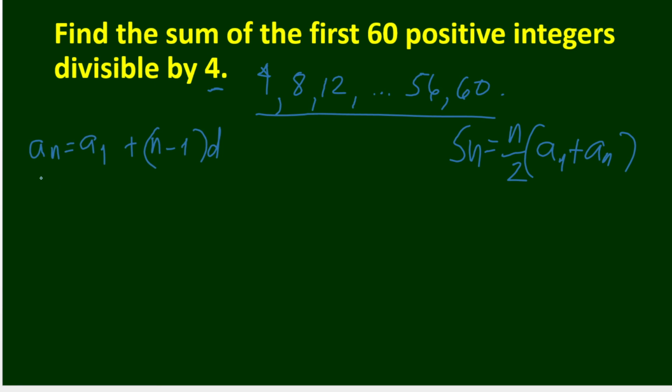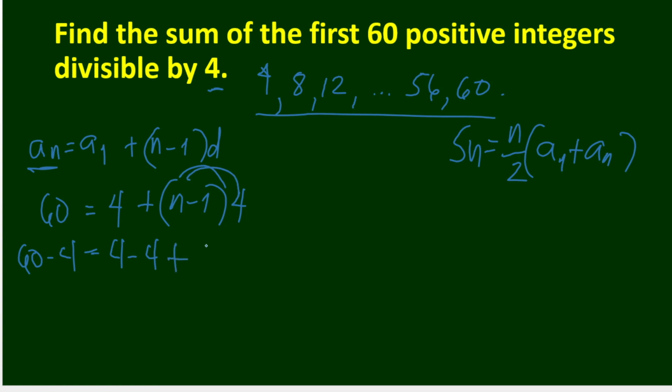So, we have here, we have 60 as our a sub n. Yung 60 yung dulo is equal to a sub 1 is 4 plus n minus 1. Hindi natin alam yung n, yun yung sinusolve natin. And then, ang common difference natin is 4 kasi multiple sa 4 yan. So, 8 minus 4 is 4. 12 minus 8 is 4 also, hanggang sa 60 minus 56 is 4. So we have here 60. 60 minus 4 is equal to 4 minus 4. Distribute natin yung 4. We have plus 4n minus 4. Cancel this out kasi 0 yan. We have 56 is equal to 4n minus 4.